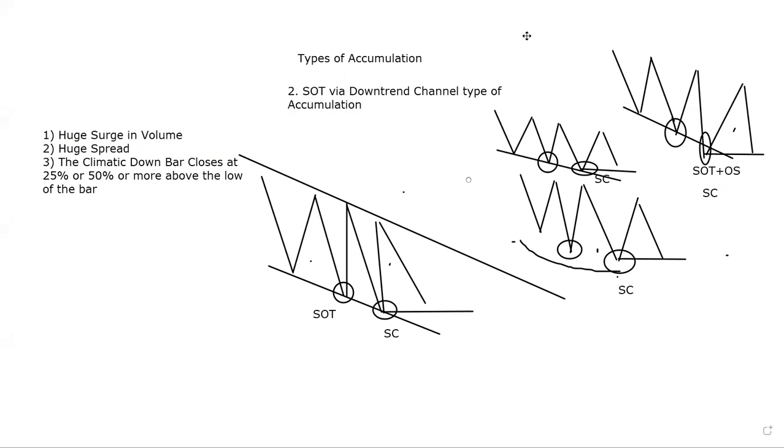Okay, now we go for the third type of accumulation. We call it as selling exhaustion. Okay, sorry, not selling exhaustion. We call it as V bottom selling exhaustion type of accumulation. Okay, V bottom selling exhaustion type of accumulation.